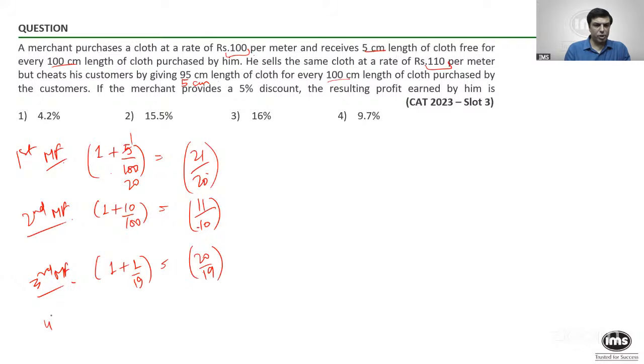What is the fourth multiplicative factor? He is offering a discount of 5%. So discount is a negative change and 5% means 1 by 20. Let's multiply all of them with the initial value and we will know what is the answer.